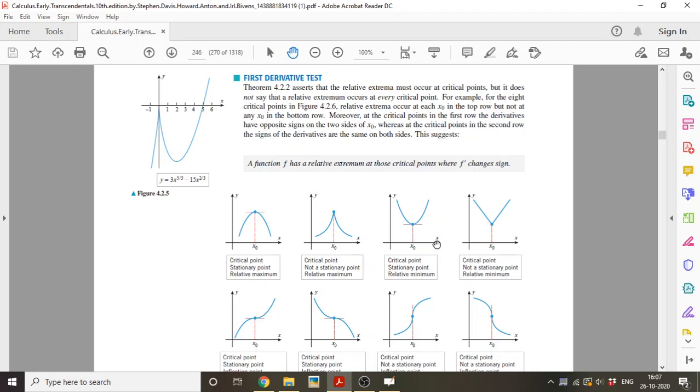So in today's class we will look at what is called the first derivative test. In the last class we have seen that a relative extremum will always occur at a critical point. Critical points are points where either f dash of x is equal to 0 or f dash of x is not defined. When you have such a critical point, the tangent will be parallel to the x-axis. So such points are the possible relative extremum points.